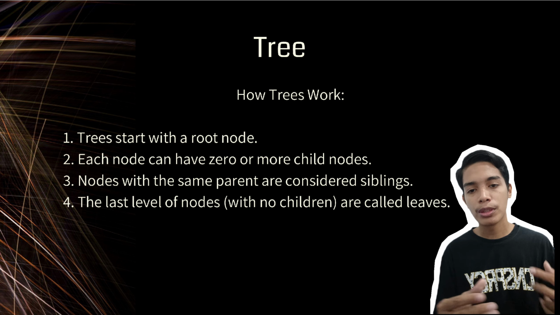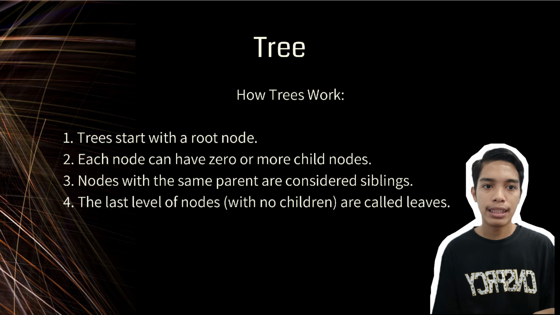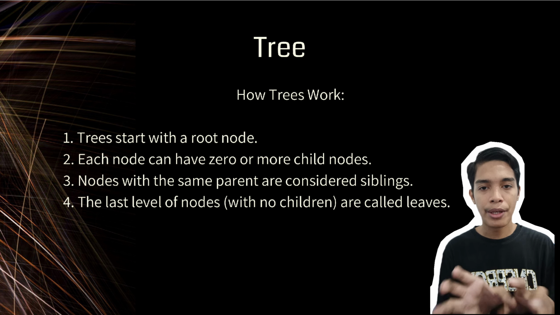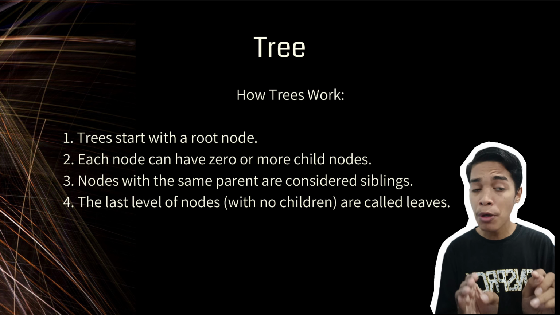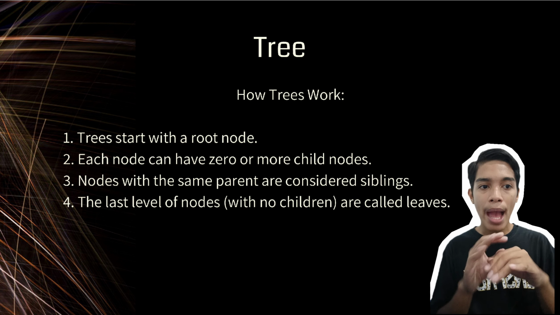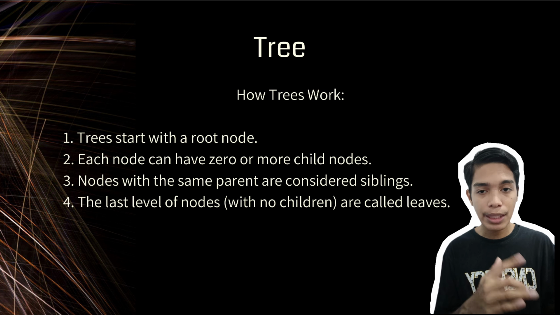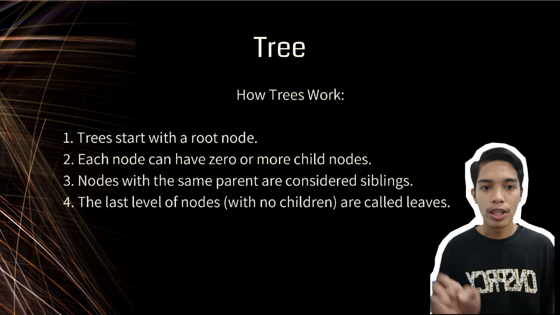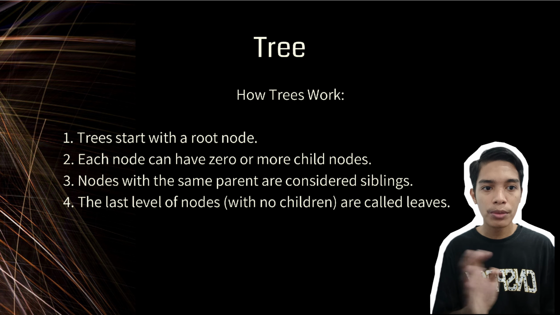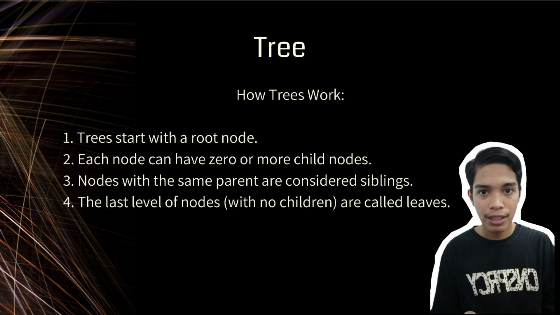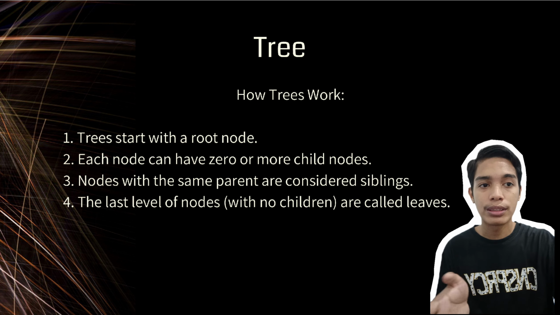So how does the tree work? First we create the root node, and if the root node has one or more child nodes, they share the same parent and are considered siblings. The last-level nodes with no children are called leaves. This is what we consider a tree.